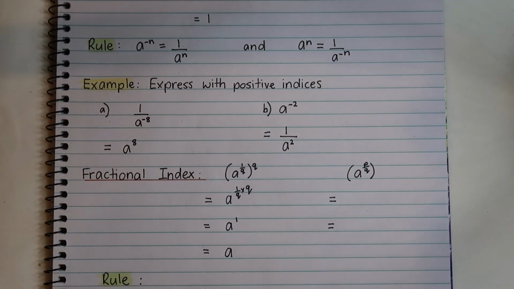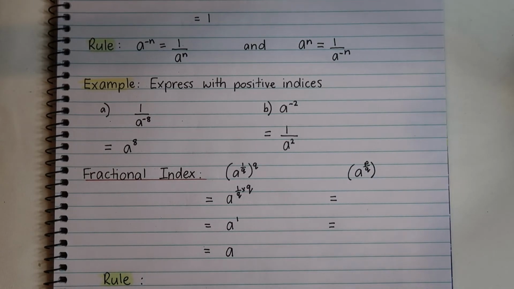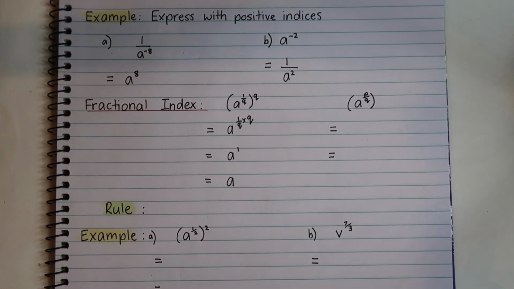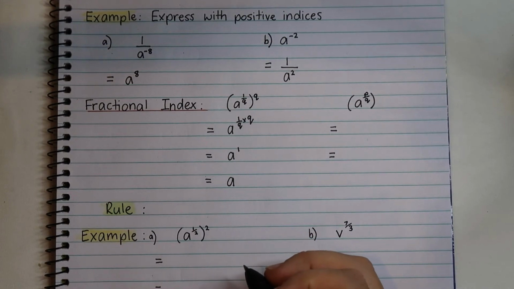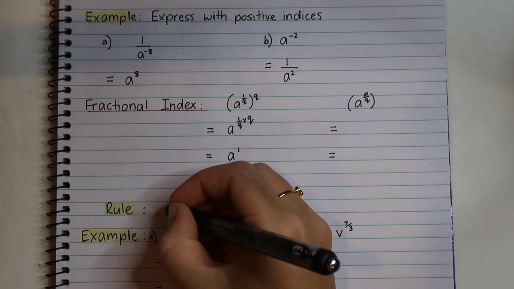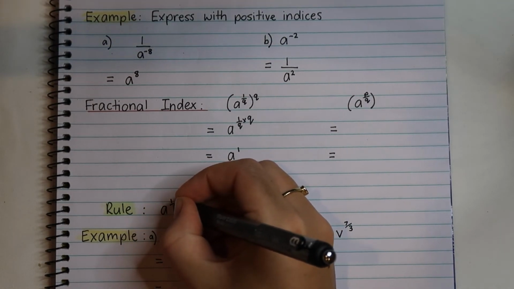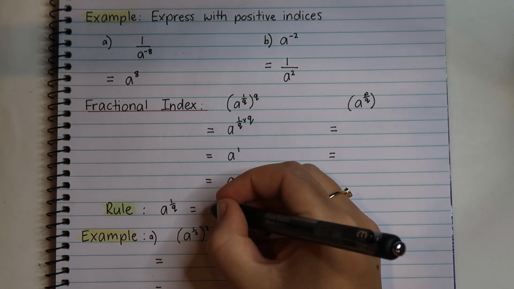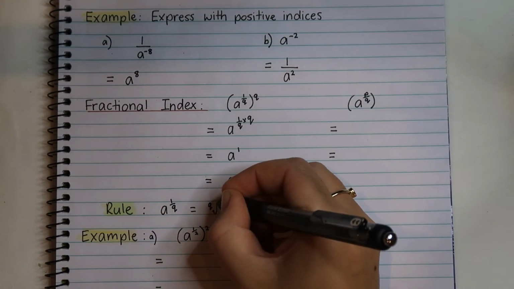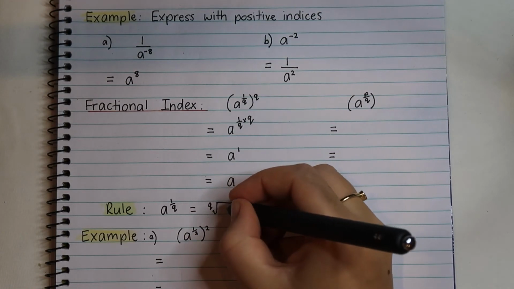So a to the power of 1 on q, to the power of q, would be a, following this example. In other words, for the laws to be consistent, a to the power of 1 on q would have to be the qth root of a. So let's write that rule down here. So a to the power of 1 on q is equal to the qth root of a.